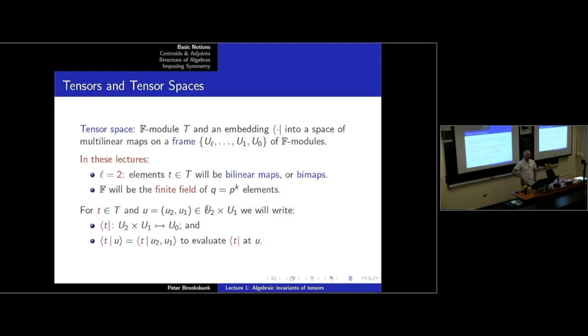I'll also say that because I'm interested in efficient computation, I'll just assume the field here is a finite field throughout as well. It's just a field of p to the k elements. But again, some of the things that I'll talk about today do apply in more generality than that.